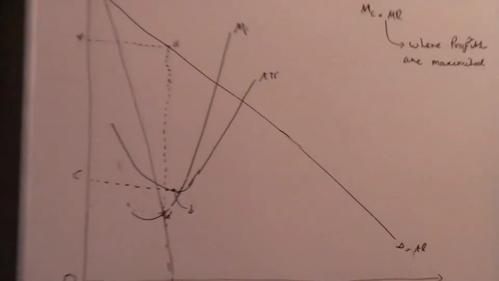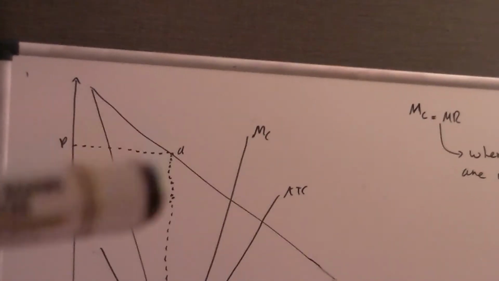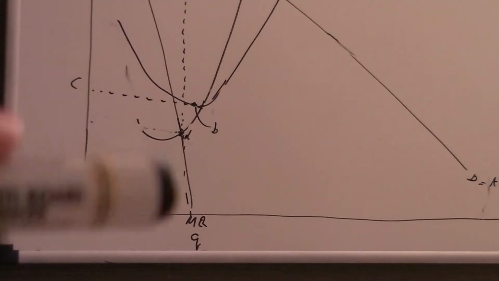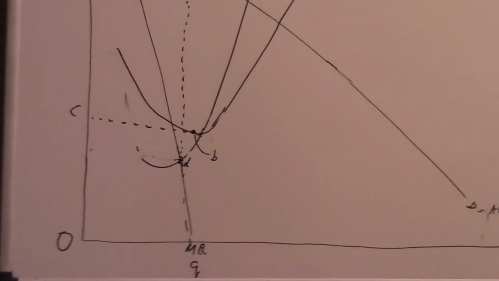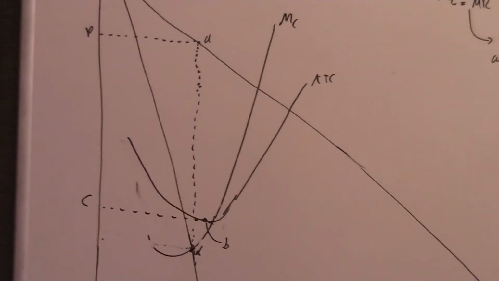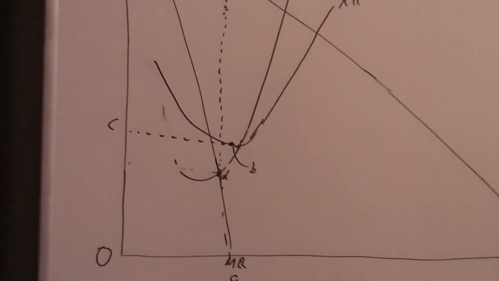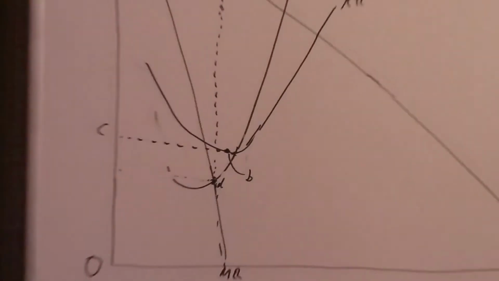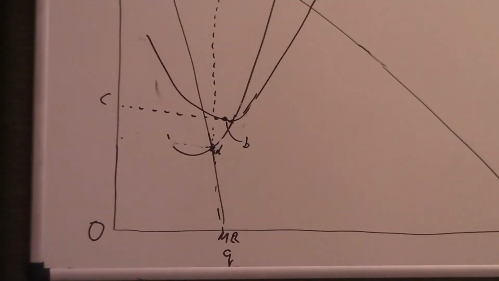You may have noticed there I made a few mistakes. I put that as MR, which should be MC, and then I put that as MC, which should be MR, MC and MR being marginal cost and marginal revenue respectively. And then my average total cost curve, I've sort of redrawn it, because basically we've got these points here. D is where the marginal cost curve intersects the marginal revenue curve. That's where profit is maximised, as we should know.